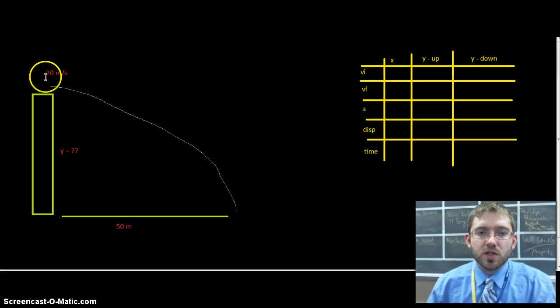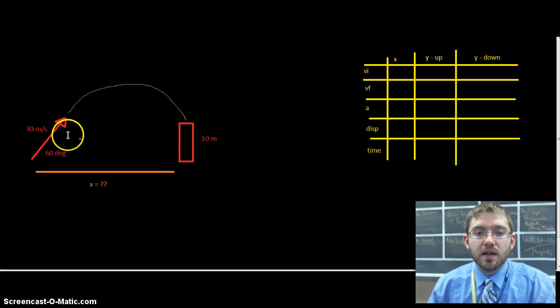The second kind of situation we're going to consider is a projectile fired or thrown horizontally off of the top of something, and I say, hey, if it goes so far horizontally, how high up from which it was thrown? And lastly, this one here, I say, all right, something's being thrown up at an angle. When the object is, let's say, 10 meters above the ground, how far horizontally has it gone?